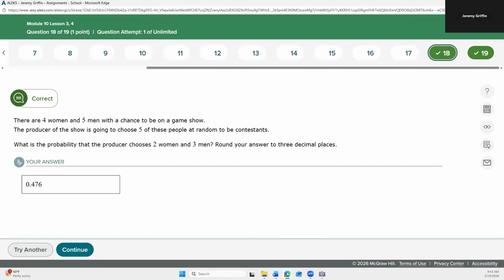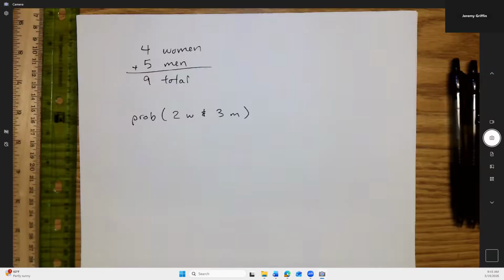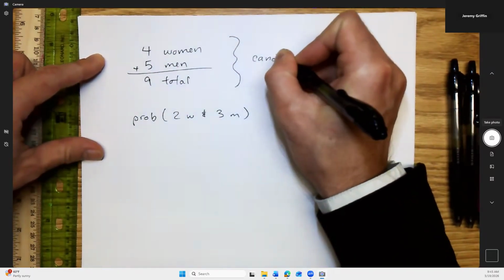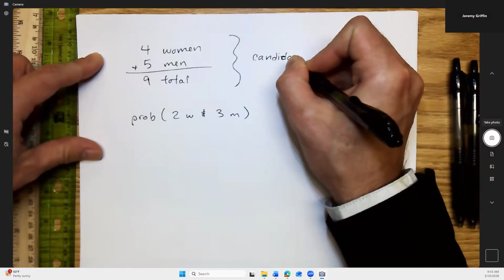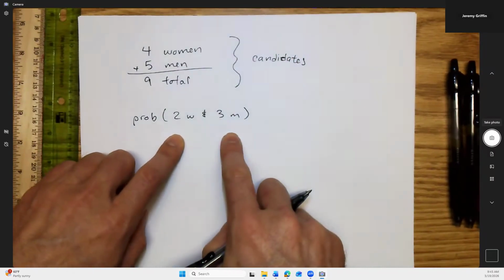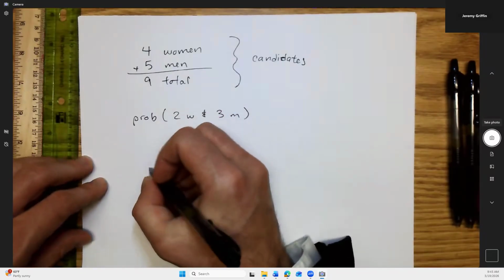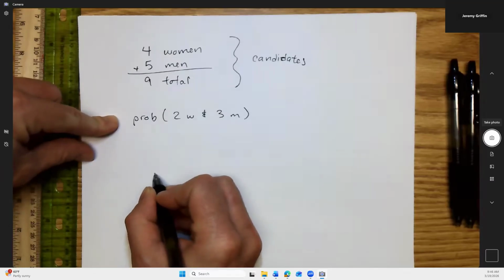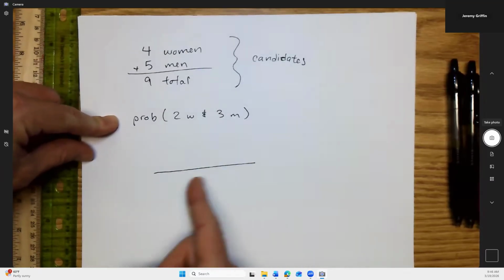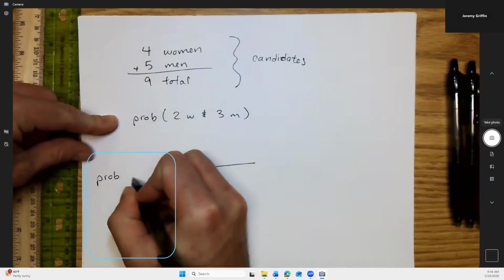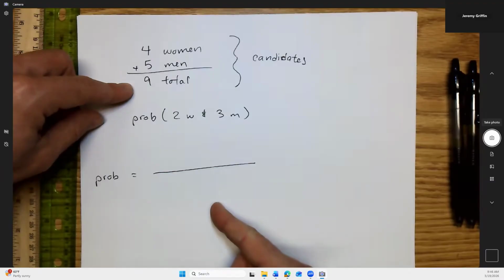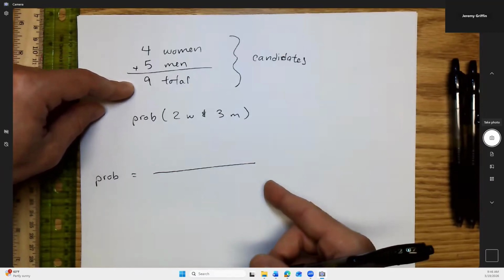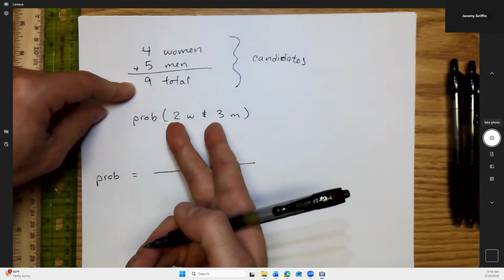All right, let me switch my screen over and show you guys how I solved that. So here are the candidates. That's right here. So 2 women and 3 men. If you see a probability, a lot of these probabilities are fractions, so I'm going to set up a fraction. You guys see I'm setting up a fraction here? I'll say probability of that outcome equals something. Now, there are 9 total participants. So how many different ways could I choose 5 out of the 9?